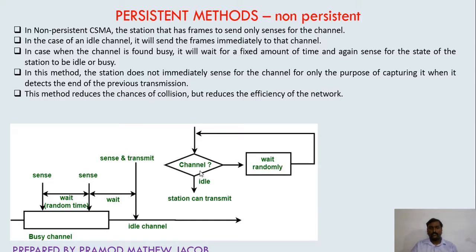So the workflow is shown in this flowchart. The channel will be checked. If it is idle, the station can transmit. If it is busy, then it will wait for a finite amount of time. After the finite amount of time, it will again check the channel. If it is not idle, then it will again wait for another finite amount of time. But in between, there is a chance that this channel may become idle, so this time will be elapsed. That is why this method reduces the efficiency of the network. So randomly, it will check whether the channel is idle or not. At that random moment, if the channel is idle, then the station can transmit. Otherwise, it will wait for a finite amount of time. So this is how the non-persistent method works.